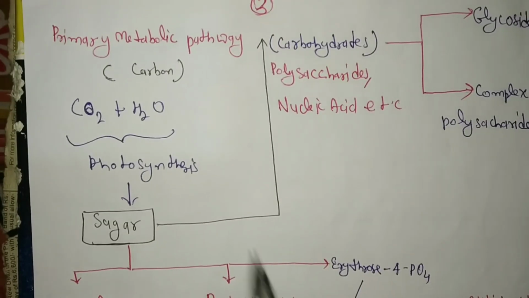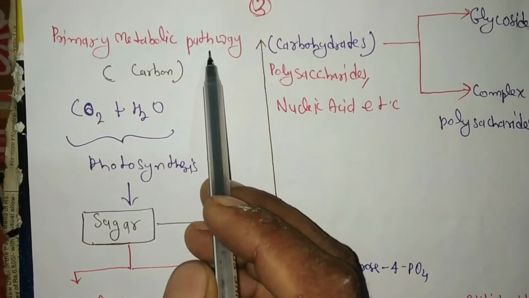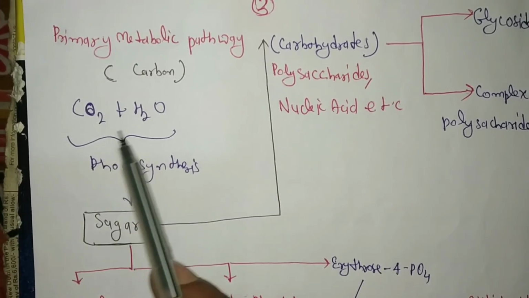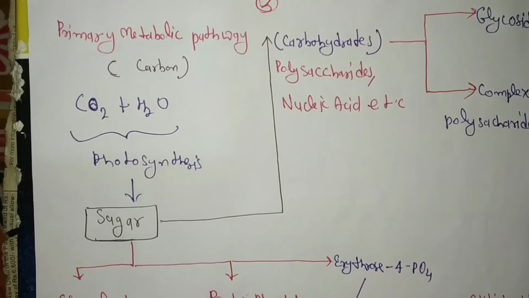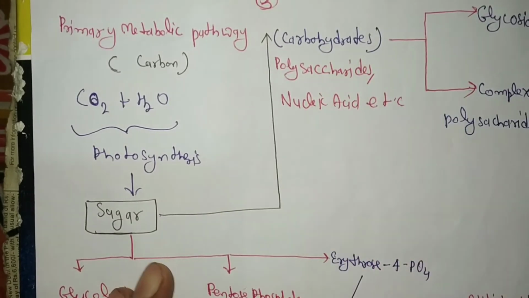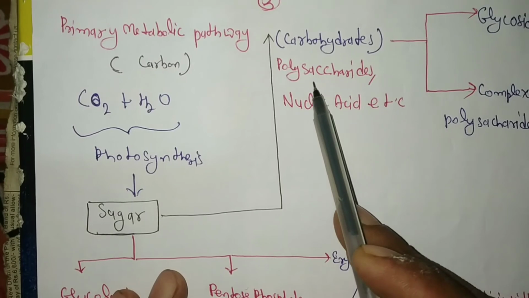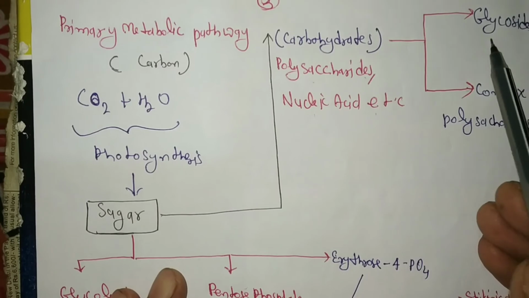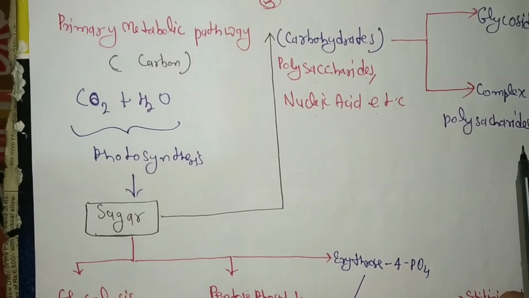In the basic metabolic pathway, first of all primary metabolites are formed. As I told you, primary metabolites are formed in the plant, but there is no pharmacological activity, though they play an important role as building blocks of the plant. First of all, carbon dioxide and water in the presence of light, through the process of photosynthesis, produce sugars. These sugars form carbohydrates by polymerization: polysaccharides, nucleic acids, etc. Also carbohydrates form glycosides and complex polysaccharides.